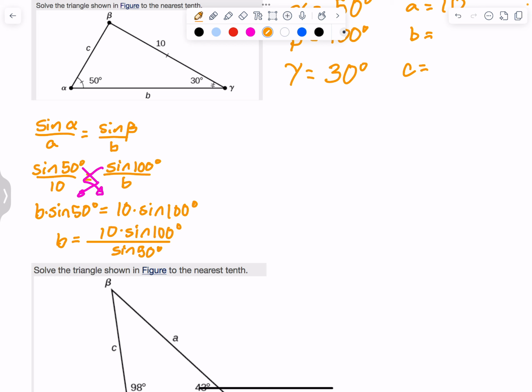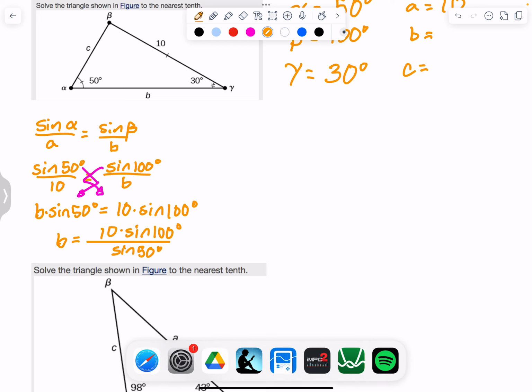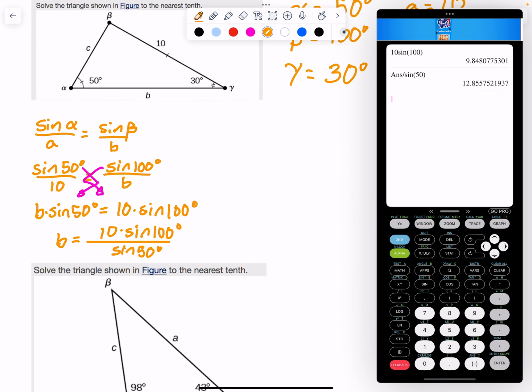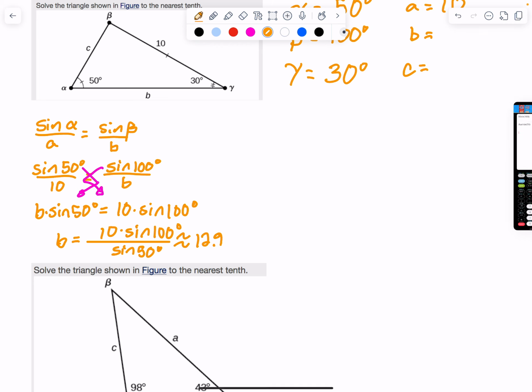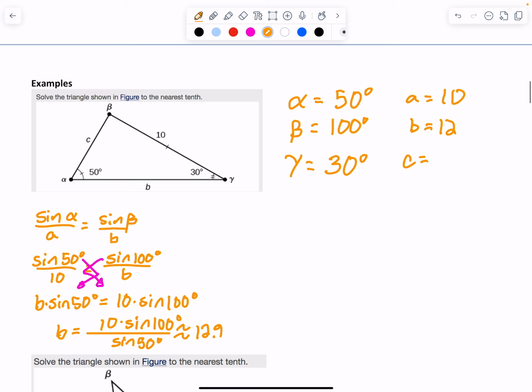Make sure your calculator is in degrees. All right, so we're going to do 10 sine 100. I like to push enter and then divide so I don't mess it up. Sine over 50. I know my calculator's in degrees because I just used it, but you should definitely double check. So this is roughly about 12.9. All right, so B is 12.9.